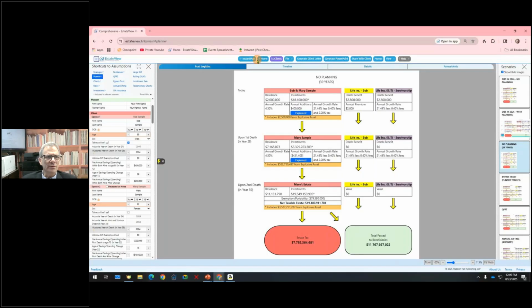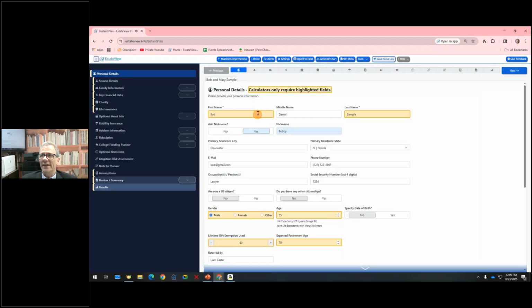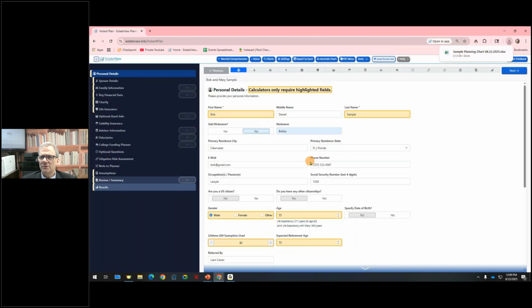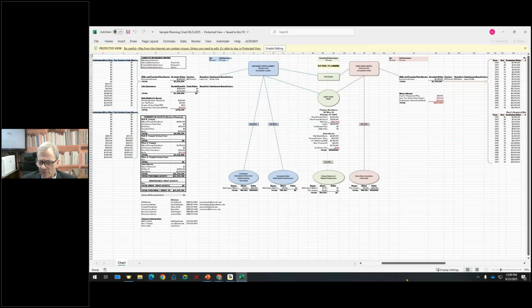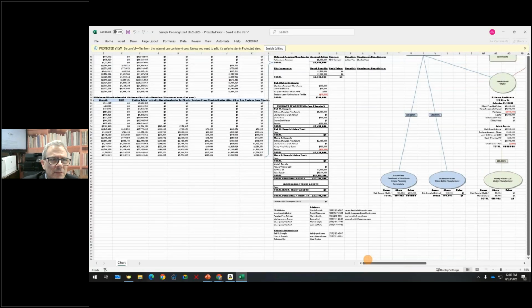Now let me just show you some other things here. I go back home, and I go back to the instant plan, and I can go to Generate Chart. I click on Generate Chart, and then I click on Sample Planning Chart. It opens up on the top right-hand side of my browser, and I open that up, move it down here, and this is what I have for my first meeting. So for my first meeting, I can make this a bit larger.